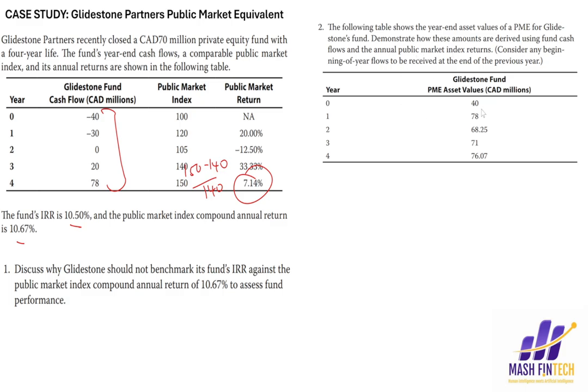This 40 is the initial cash outflow, right? This is the initial cash outflow, which is 40. And in the second year, from the initial investment, there is a 20% increase, right? So there's going to be a 20% increase in the investment. What you simply do is you take this initial 40 to get here to year number one. This 40 increases by this amount. You are comparing it to the public market return. So it increases by 20%.